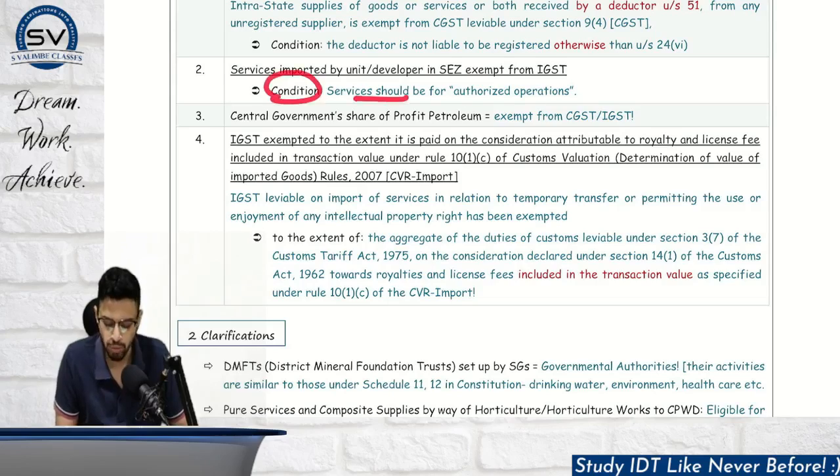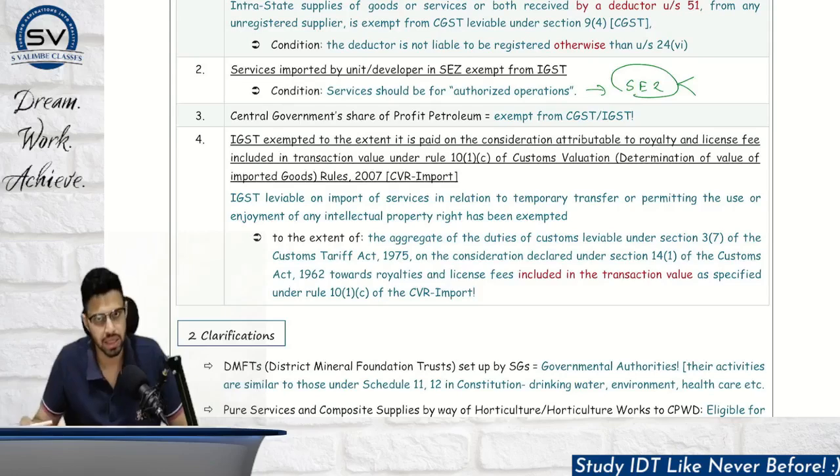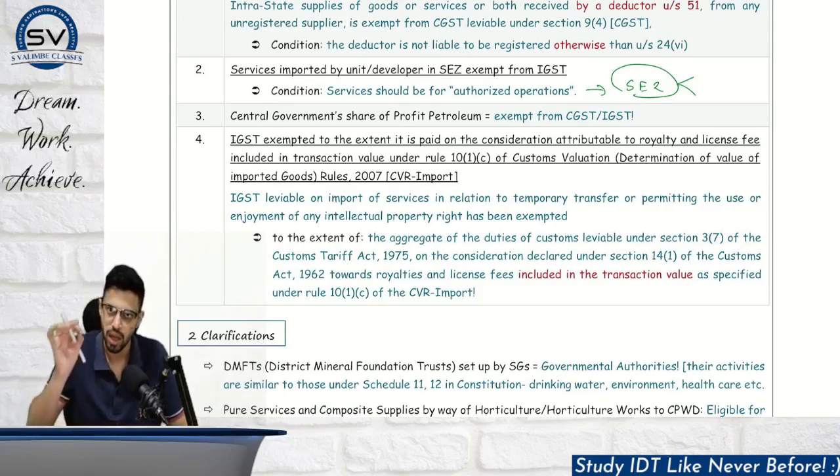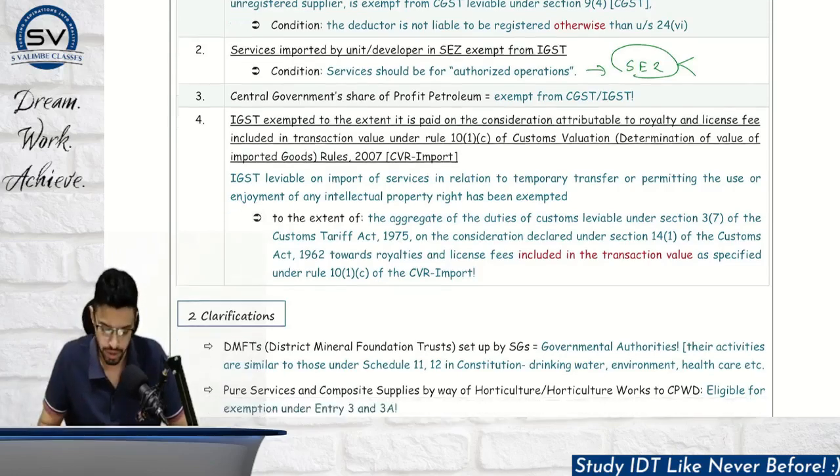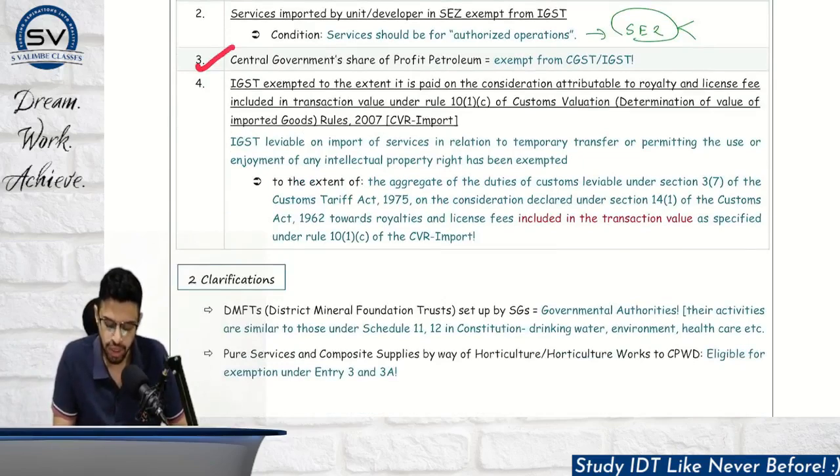Condition, services should be for authorized operations. This word you have to learn whenever you use the SEZ word. Okay, SEZ unit and developer, they have exemptions under GST, they have relaxations under GST. Condition, it should be for authorized operations. Central government share of profit petroleum is exempt from GST. This we already covered in the supply chapter, the Adani example.